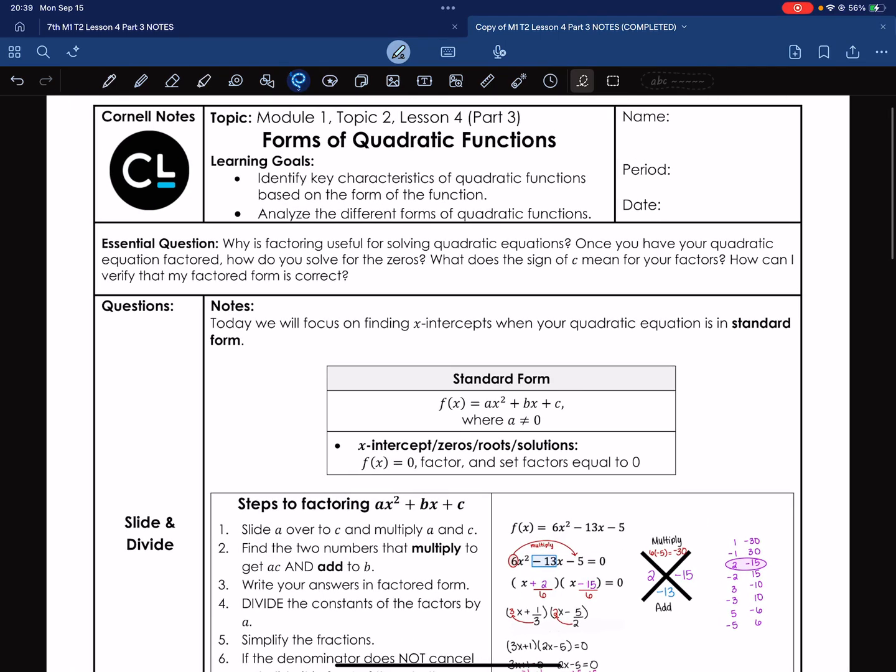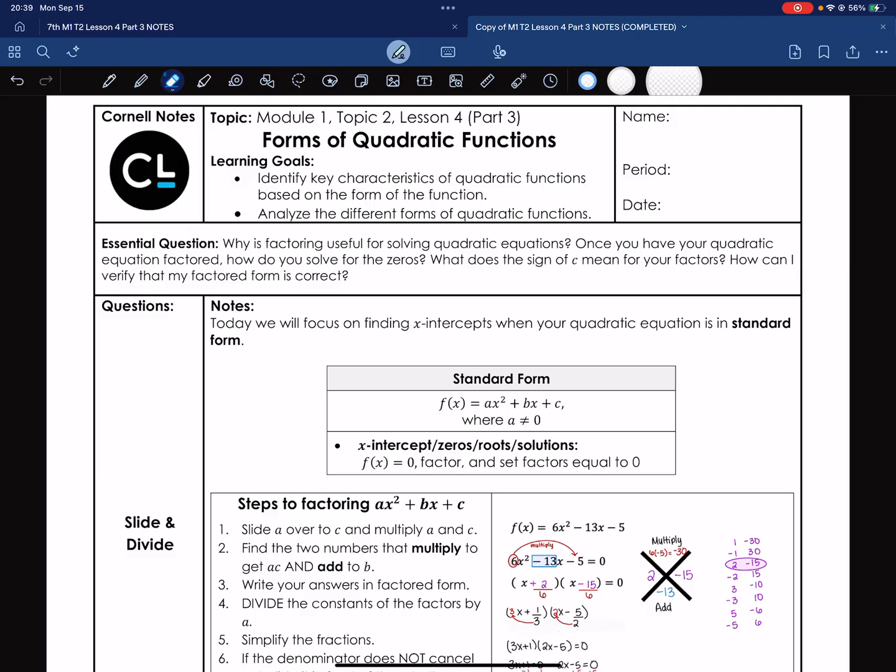In this video, we're going to talk about Module 1, Topic 2, Lesson 4, and this is Part 3. So we're still talking about forms of quadratic functions, and in this video, we're going to focus on standard form and finding the x-intercepts, the zeros, the roots, the solutions. By the end of this video, you should be able to answer these questions.